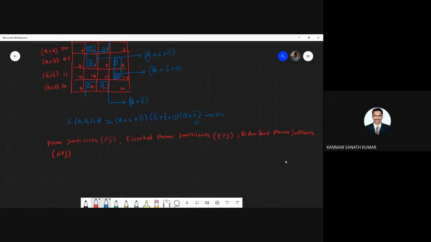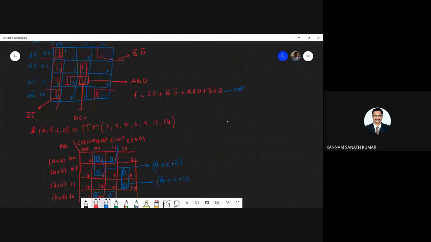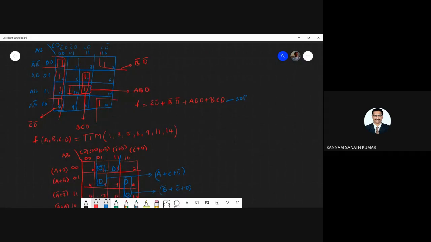Okay, one second. See here, if you see this one, here we made one pair. Okay, here you made one pair. Here you made one cube. Okay, so that means combining all these ones, you are getting some subcube. Okay, so by combining this quad or this quad, you are getting these prime implicants. So these are nothing but the prime implicants. So when you make these subcubes, you will get the prime implicants.